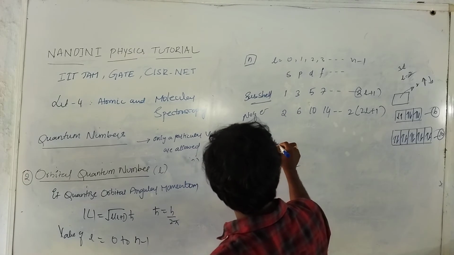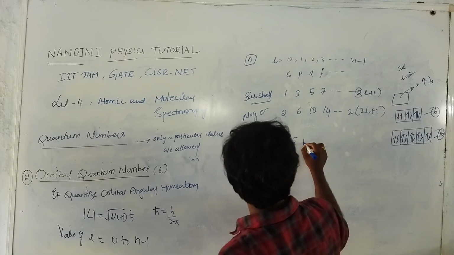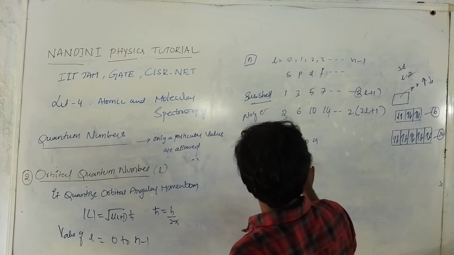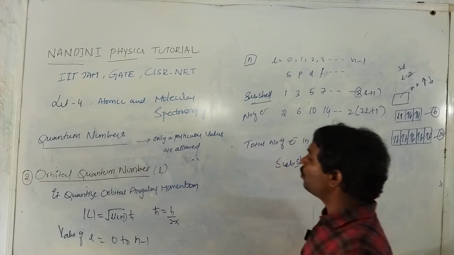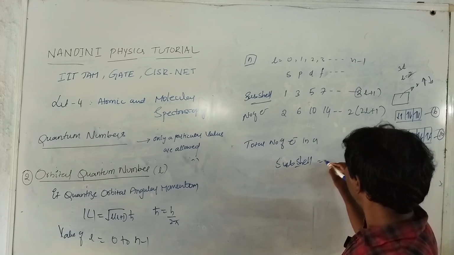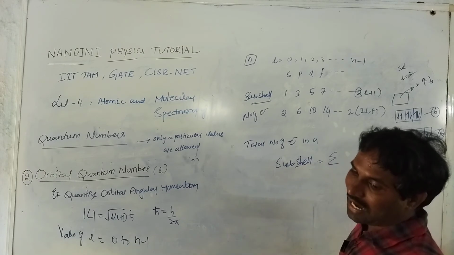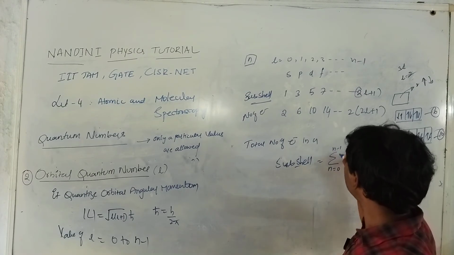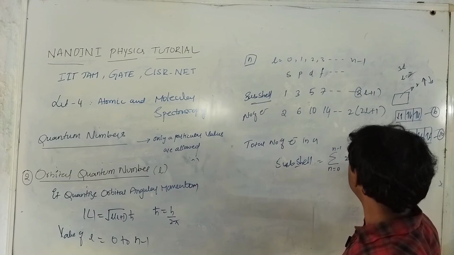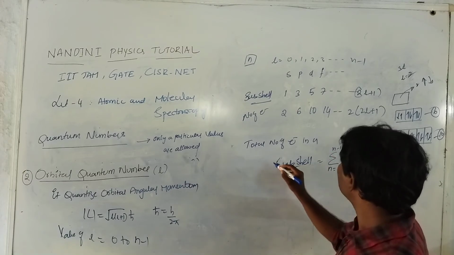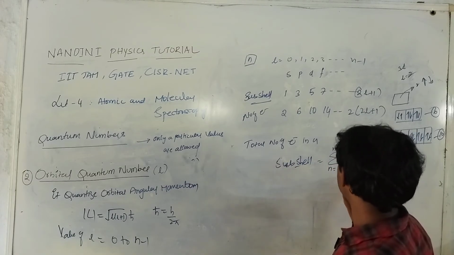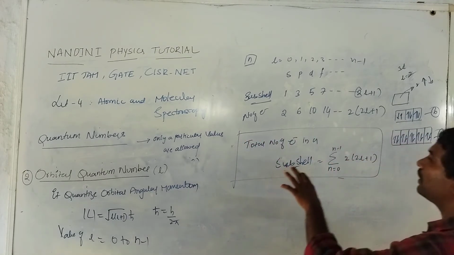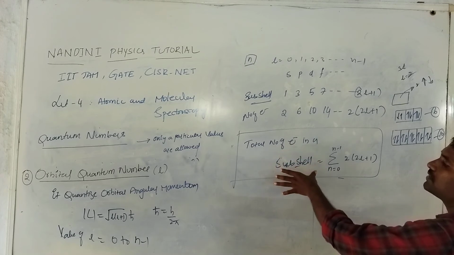So the total number of electrons in a shell we can find out by using this formula. The total number of electrons in a subshell is equal to the sum from l is equal to 0 to n minus 1 of 2 into 2l plus 1. So this is a very important equation in the orbital quantum number.